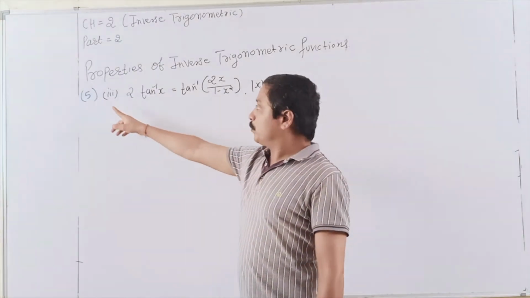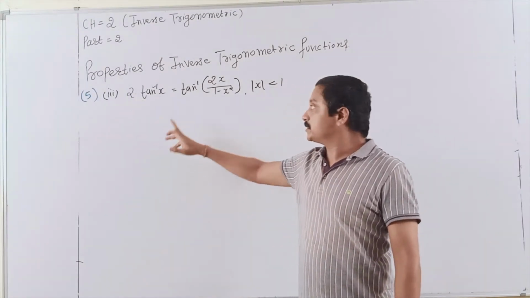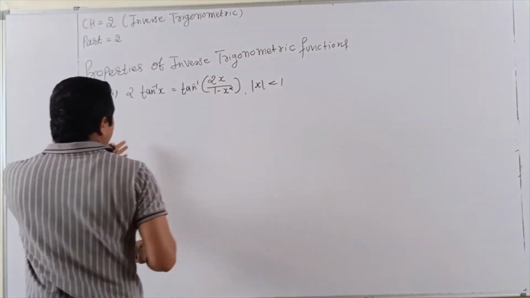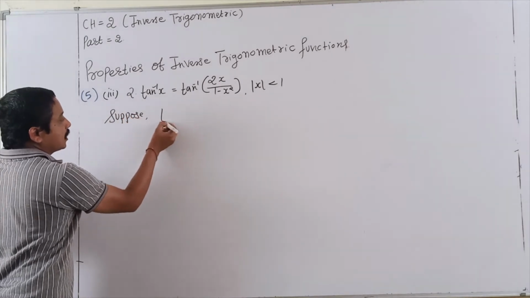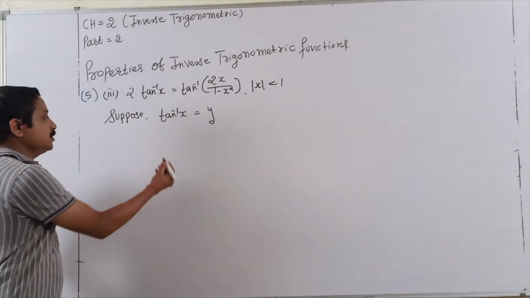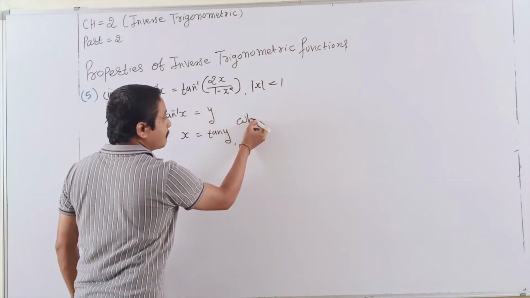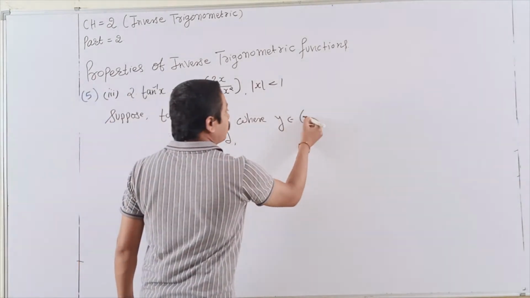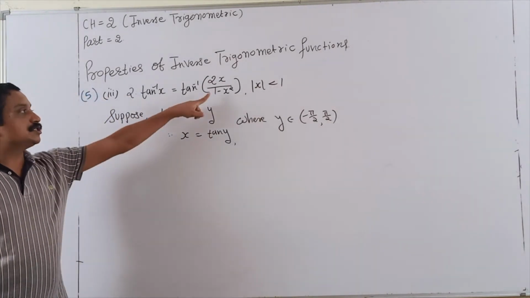Now students, we are going to property number three. It's very easy: 2 times tan inverse x is tan inverse of 2x by (1 minus x square). This property is very easy students. Suppose tan inverse x is equal to y, which means x is tan y, where y belongs to this particular range, minus 90 to 90. These are the assumptions.